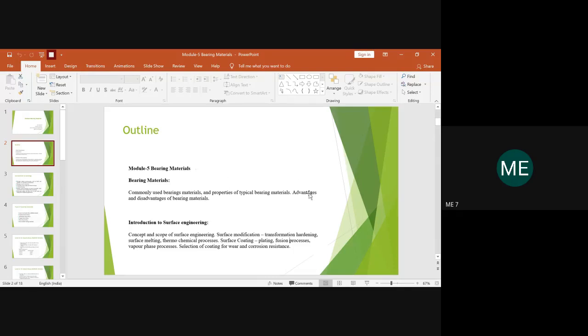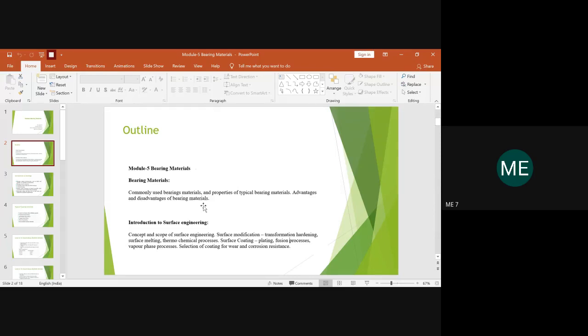Finally, you should also know about the advantages and disadvantages of different bearing materials, so that it helps a designer to select the material before it has been manufactured. So this is the concept under bearing materials which you will be studying. The other part in your syllabus mainly speaks about surface engineering. Surface engineering plays a vital role with respect to any type of journal bearing, any type of bearings which you are focusing on.